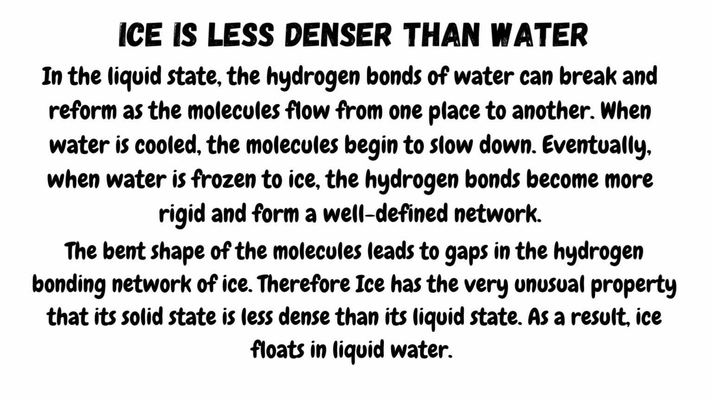Ice is less dense than water. This is an application of hydrogen bonding. In the liquid state, the hydrogen bonds of water can break and reform as the molecules flow from one place to another. When water is cooled, the molecules begin to slow down. Eventually, when water is frozen to ice, the hydrogen bonds become more rigid and form a well-defined network. The bent shape of the molecules leads to gaps in the hydrogen bonding network of ice. Therefore, ice has a very unusual property that its solid state is less dense than its liquid state. As a result, ice floats in liquid water.